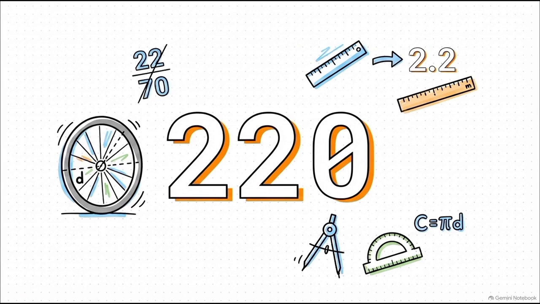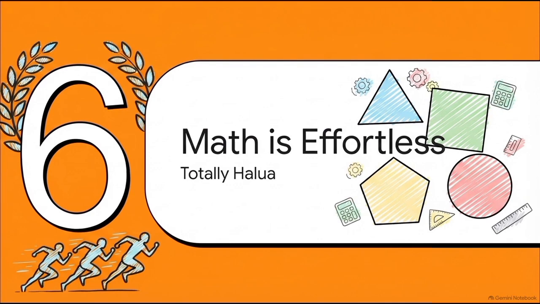Oh, and as a quick bonus pro tip from the guide, you can convert that by dividing by 100 to write it as 2.2 meters, depending on what the exam wants. What looked like some complicated physics problem was literally just a basic circumference formula in disguise. And just like that, we have sprinted through our 5-topic marathon, which brings us to our final takeaway.